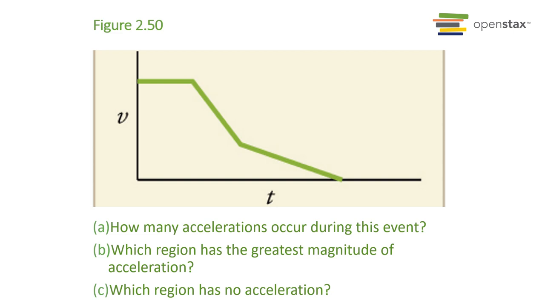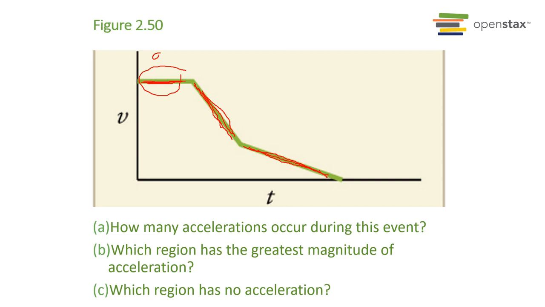One of the biggest hurdles students have is how to set up a problem when there's multiple phases or events going on. So let's take a look at what happens here. This is a flat line. This is a linear slope, and then this is a different slope. So when I look at the slopes, there's three distinct types of movement, three distinct velocity behaviors.